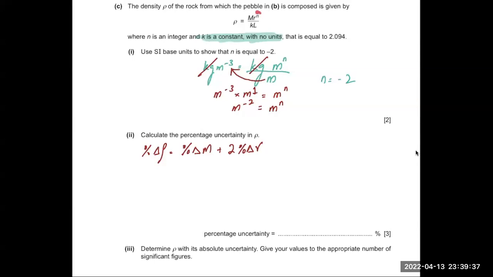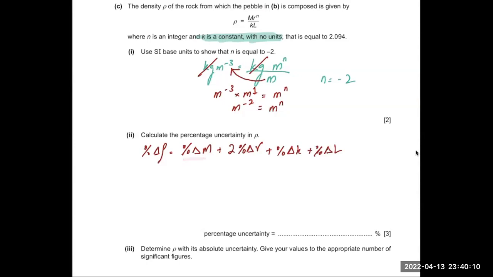Where did this 2 times come from? The value of n is minus 2. Right? So we ignore the negative sign. Percentage errors are always added. So this becomes 2 because the value of n is minus 2. Plus percentage error in K plus percentage error in L. So I have the equation that I need.